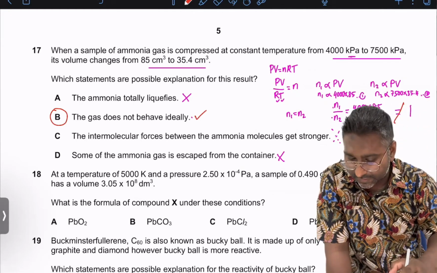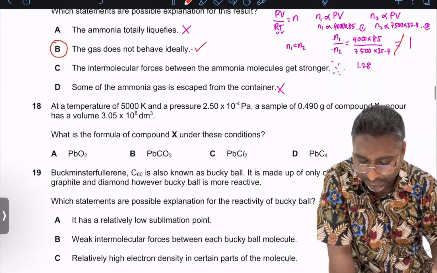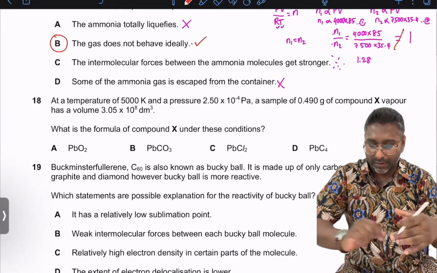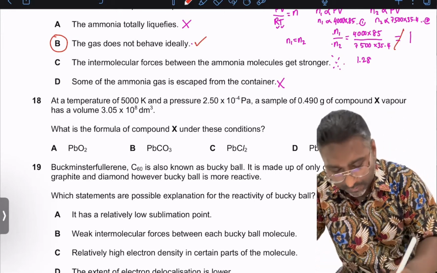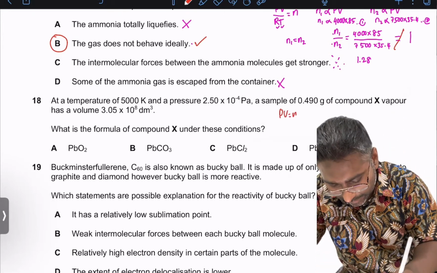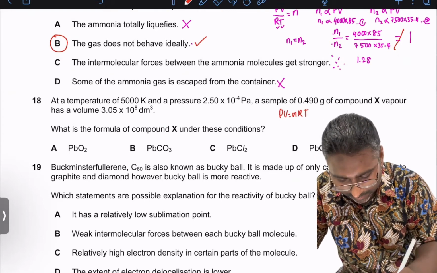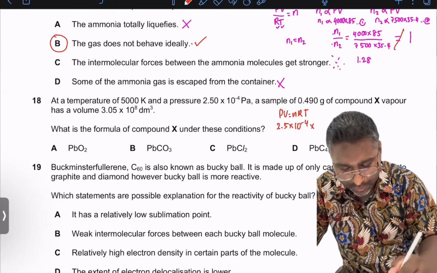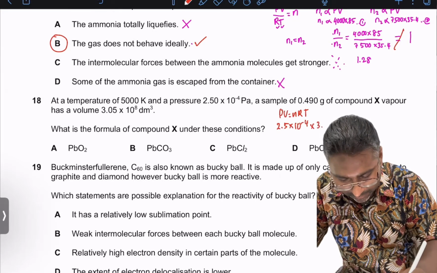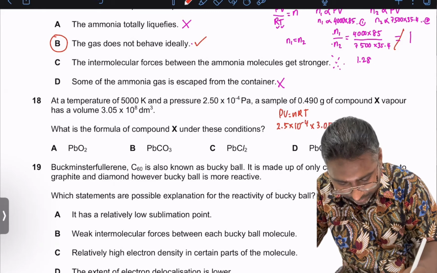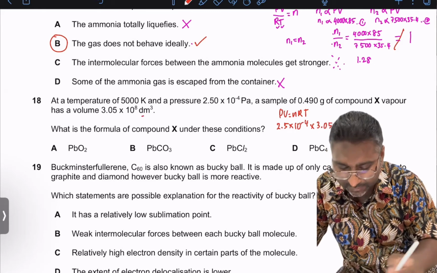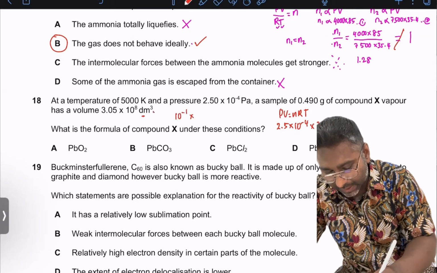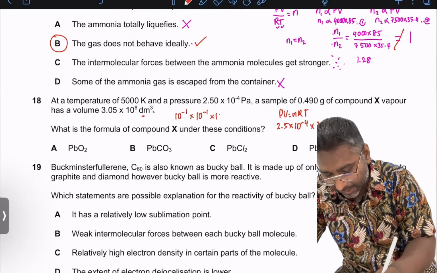So question number 18. At a temperature of 5000, pressure is given, a sample has a volume and so on. What is the formula? We can use PV equals nRT. Pressure is going to be 2.5 times 10 to the negative 4. Volume, you must change it to meter cube, so 3.05 times 10 to the power of 8, and the 10 to the negative 1 to the power of 3, meter.